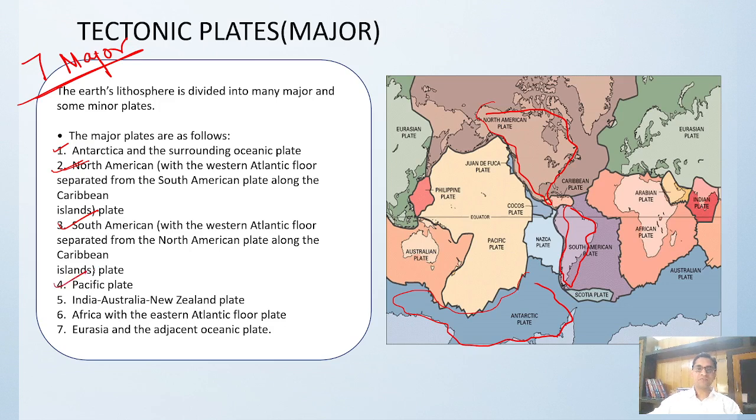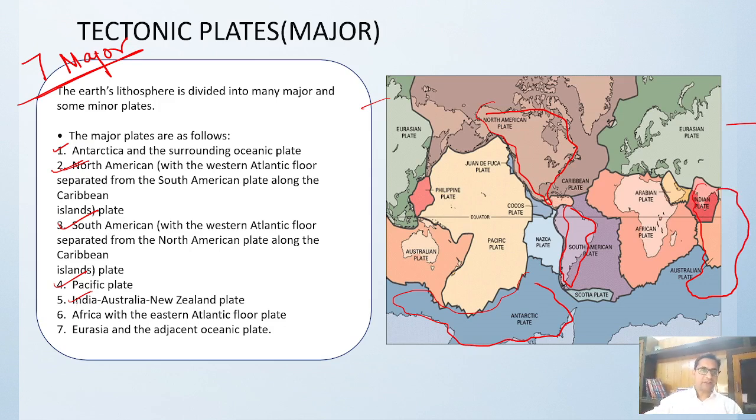Then we have the Pacific, a very big ocean, right? The Pacific plate is there, a very big ocean plate. India, Australia, and New Zealand come under a single plate. Where is India? We have the Indian plate here, on the Australian plate. This is a big plate into which the Indian Ocean is also there.